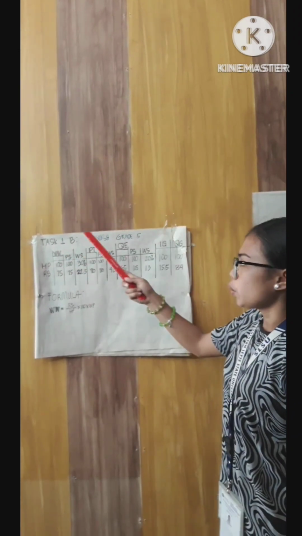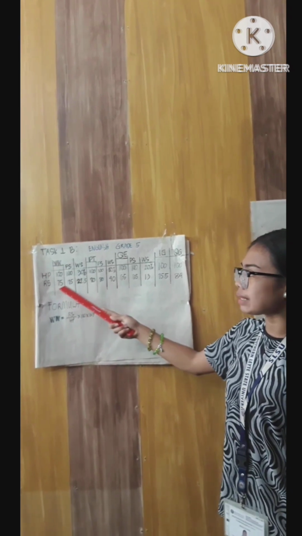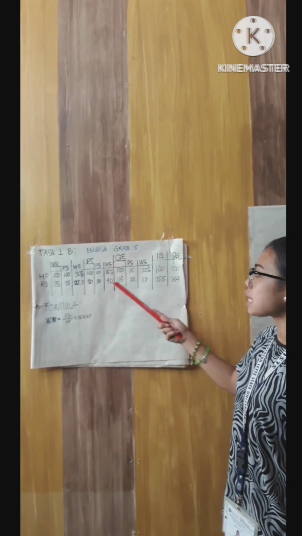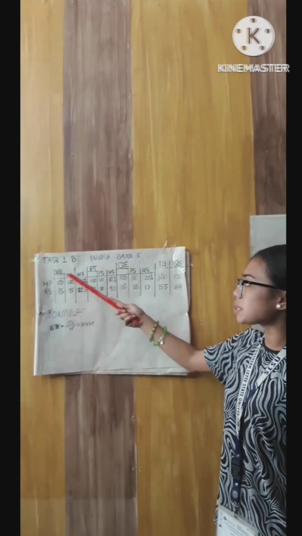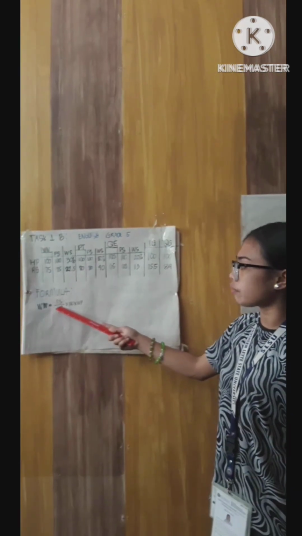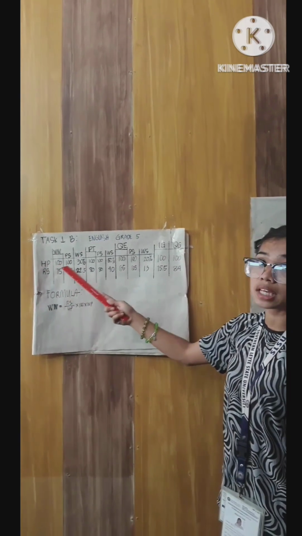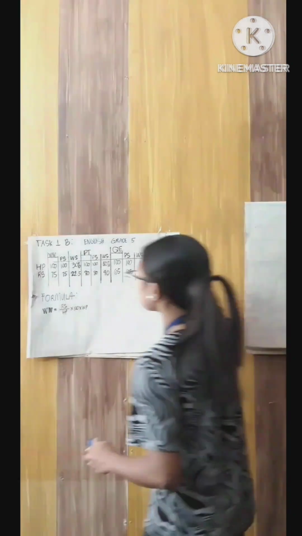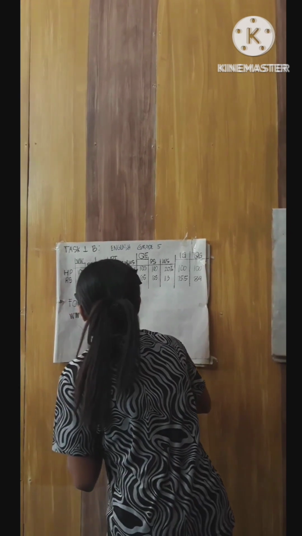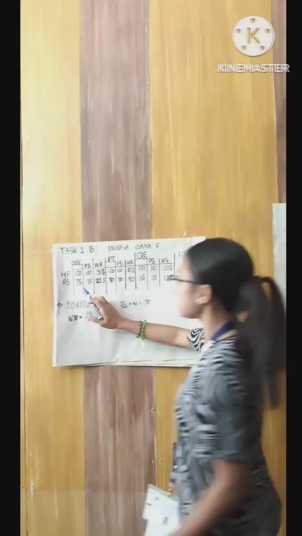In Task 1B, we have the English subject of the Grade 5 students. Given the written work, which is 75 out of 100, performance task 80 out of 100, and quarterly exam 65 out of 100. To get the possible score and the weighted score, we need to use the formula. Written work equals RS over HP times 100 times WP. RS is the raw score and HP is the highest possible score. So RS is 75 divided by 100 times 100 equals 75, which is indicated here.